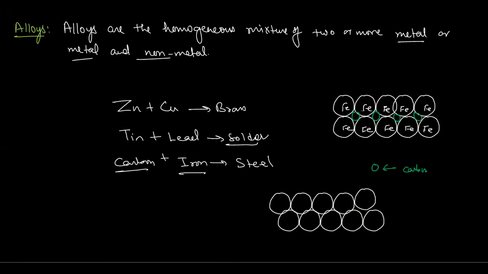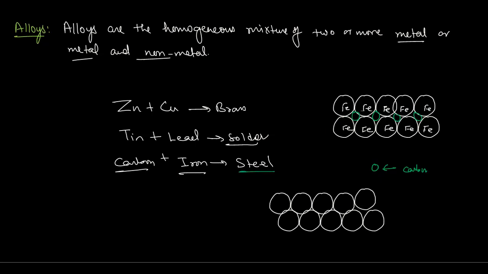So this is the property we are using: we add something in the interstitial space. We call them interstitial spaces. This is the interstitial space. These are the interstitial sites where we are putting carbon atoms, so that one layer does not slide over the other and distortion will not be there. I mean, the shape of the metal will not change. This is why we add carbon: to make a desirable metal that has higher strength.